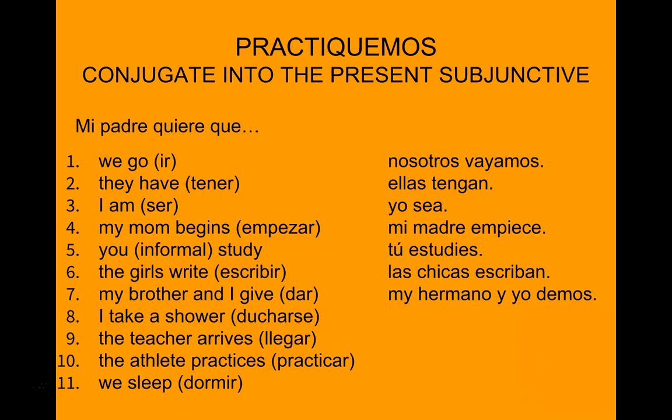I take a shower. Me duche. The reflexive pronoun still goes before the conjugated verb, even in the subjunctive. The teacher arrives. Llegue. This is a GUE, a GAR verb. Practicar is a CAR verb.